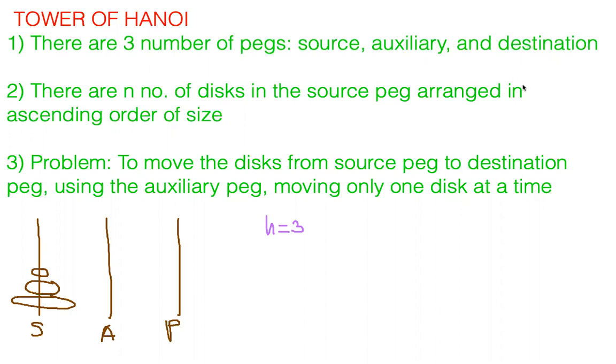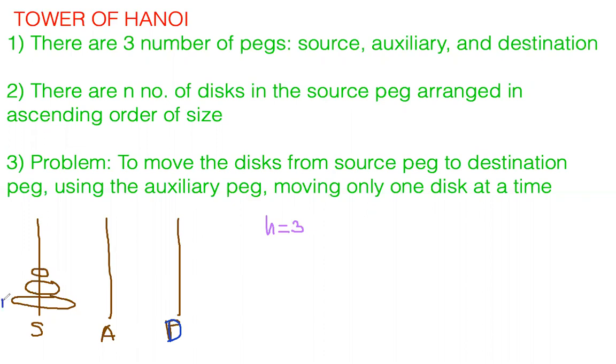The problem is there are three pegs. These are known as pegs: source peg, auxiliary peg, and destination peg. There are n number of discs in the source peg arranged in ascending order of size. So here we have taken n equals 3. That means there are 3 discs arranged in increasing order of size.